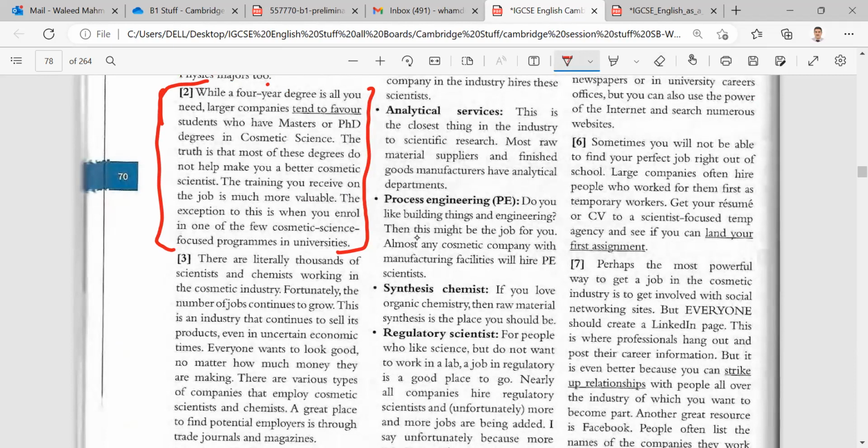But what you need to do, what is the second title? What is the title of this paragraph? Maybe get an advanced degree. Let me write it for you. Maybe get an advanced degree. This is the title. So your notes must meet this title. Yalla, start. You have 4 minutes.